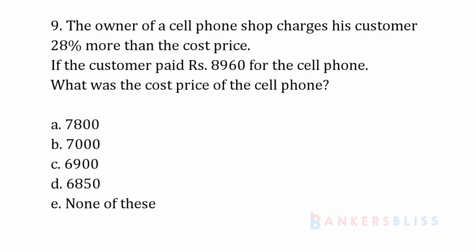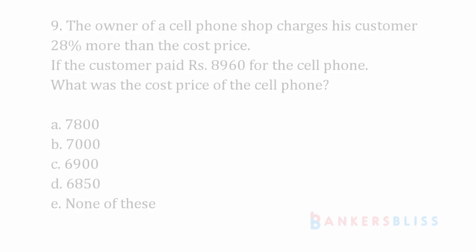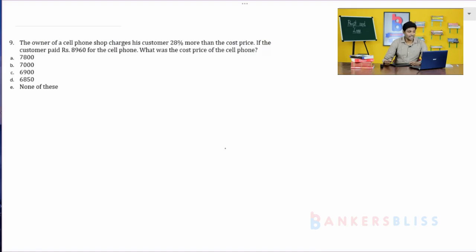Problem number 9. The owner of a cell phone shop charges his customer 28% more than the cost price. 28% more than the cost price means you are getting a profit. If the customer paid 8960 for the cell phone, what is the cost price of the cell phone? See here, the customer is paying 8960, that is nothing but the selling price. So, selling price is 8960 and the profit percentage is 28% and you have to calculate the cost price.